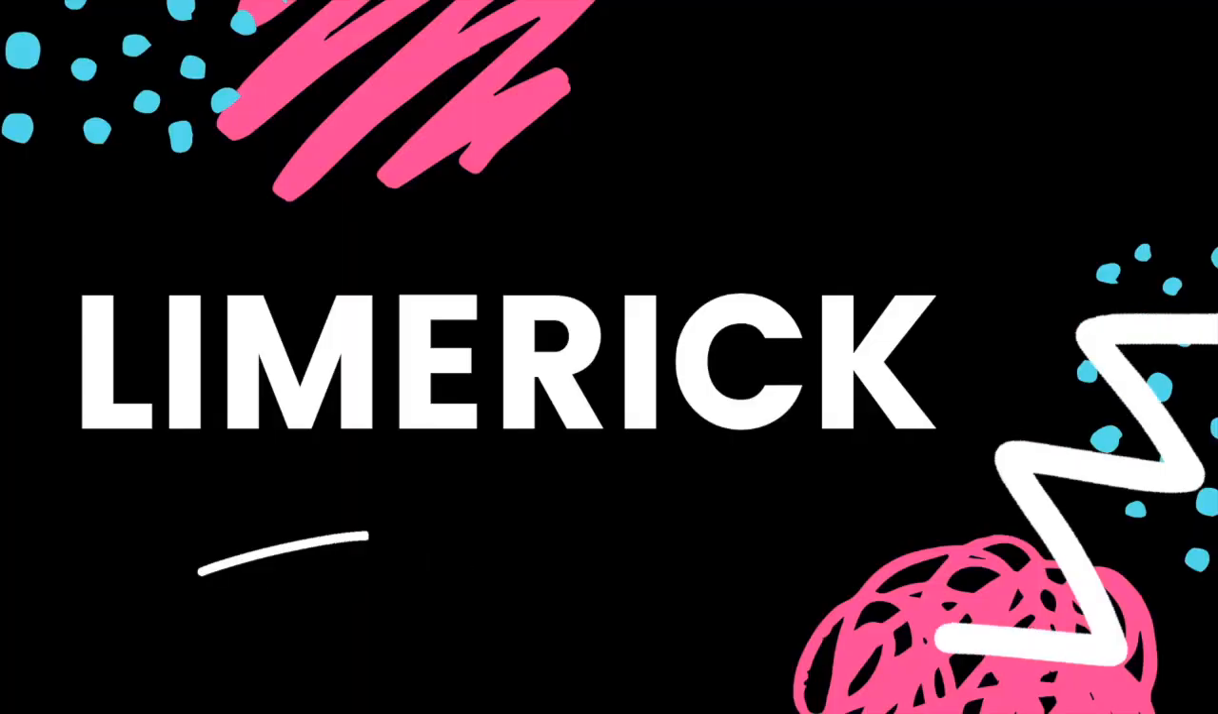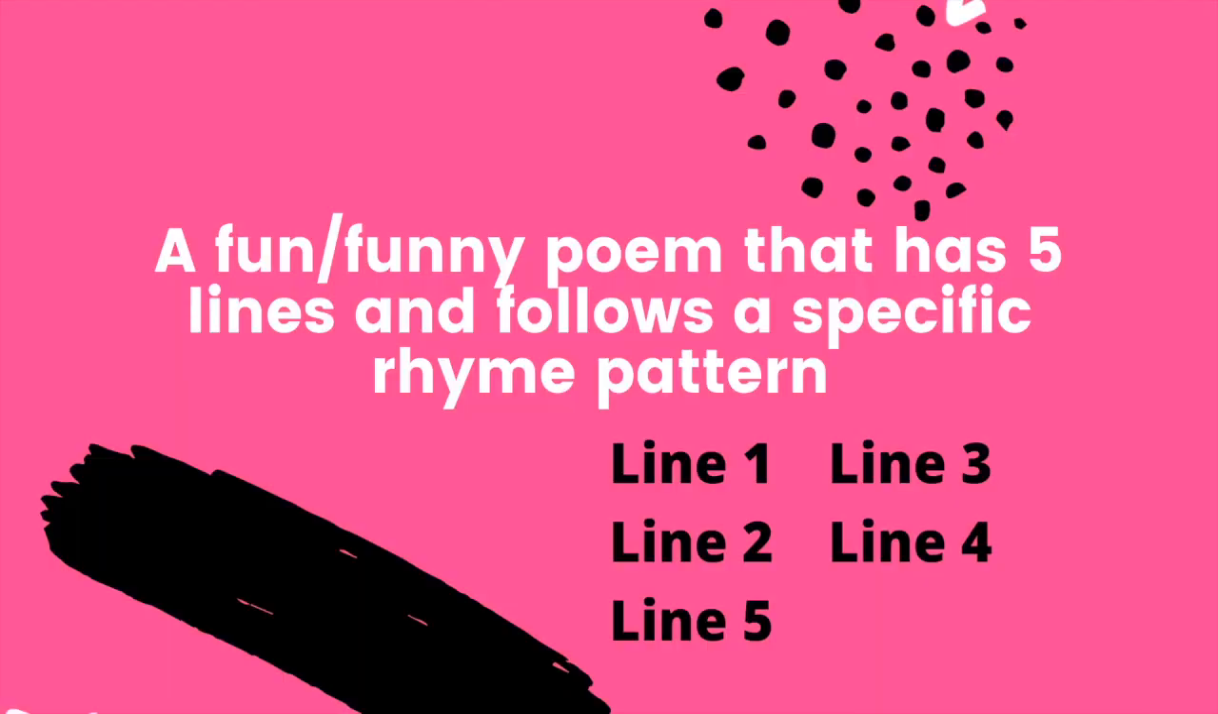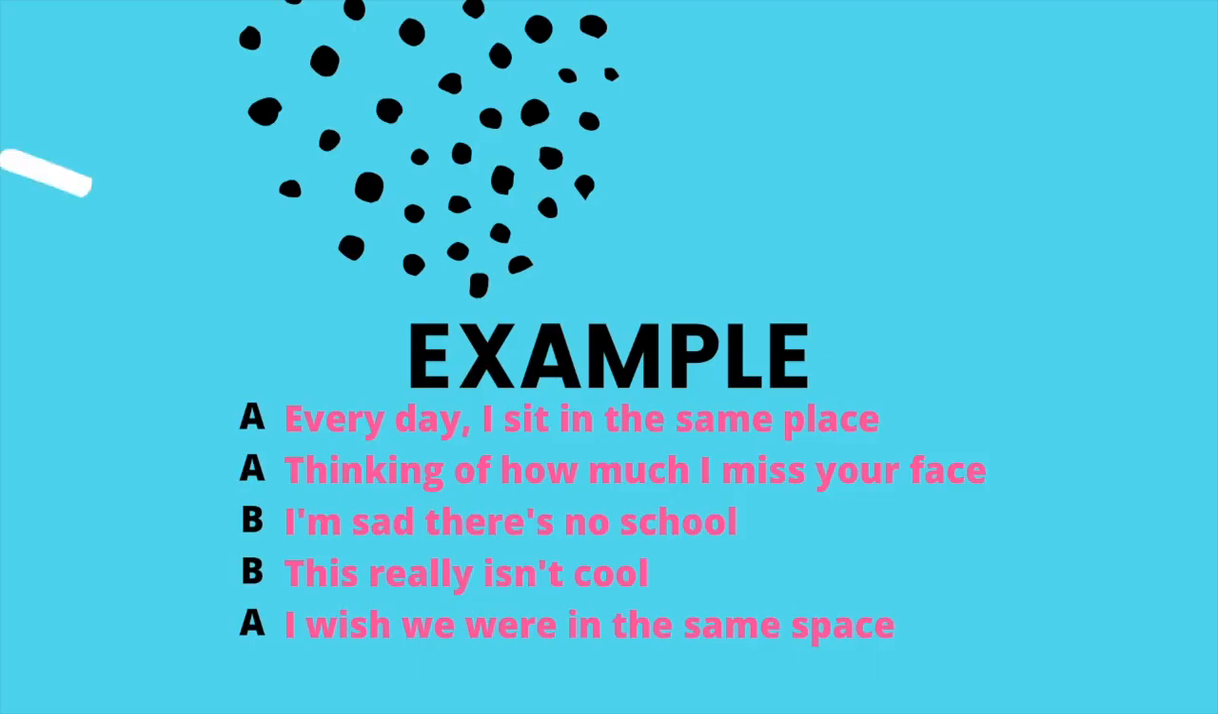Then maybe we'll be writing our own. The first type of poem that we're going to learn about this week is called a limerick. A limerick is a fun or funny poem that has 5 lines and it follows a specific rhyme pattern. Lines 1, 2, and 5 rhyme with each other, while lines 3 and 4 rhyme with one another. Here is an example of a limerick.